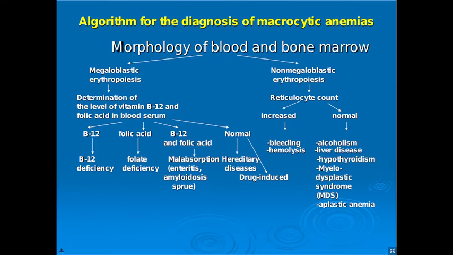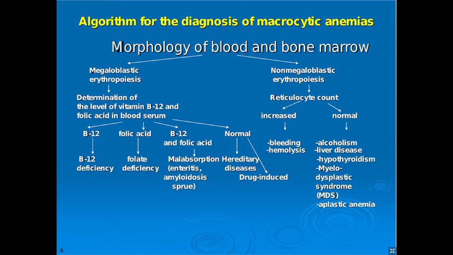Macrocytic type. Macrocytic anemias, as we discussed before, are subdivided into megaloblastic and non-megaloblastic type. Well, the first step, when we see that the patient presents with macrocytic anemia, MCV is increased, more than 100 femtoliters. We must take a look at the morphology of the blood and the bone marrow, because without the bone marrow picture, we cannot see the type of erythropoiesis.